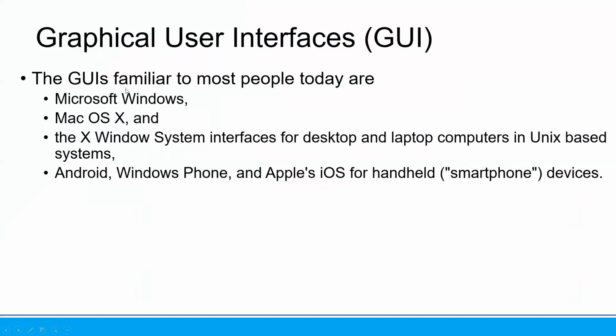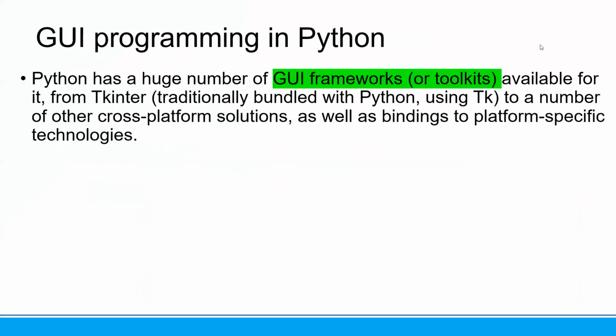They are related to the OS like Microsoft Windows or the Mac OS. And then, there are some other interfaces for the desktop. So we call this an X Windows system, or any laptop computers in Unix-based system. And you can also handle the Android or Windows Phone or the Apple iOS. But I do not want to expand to all those OS. So we are just looking at the very basic GUI and what we can do with GUI programming in Python.